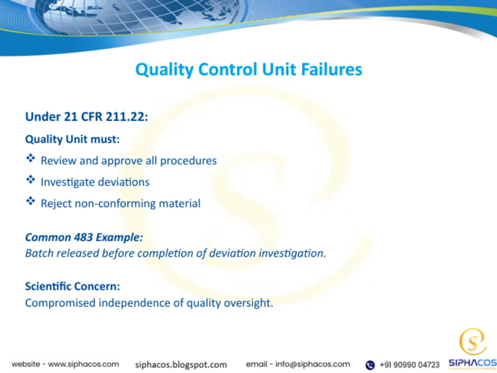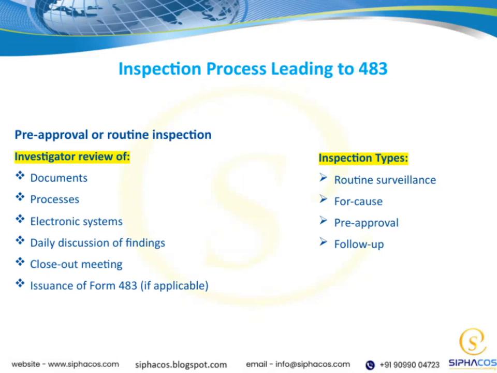regulatory compliance. Let's take a look at the different types of inspections we might encounter. First, there's routine surveillance, which is basically a regular check to ensure ongoing compliance. Then, we have for-cause inspections, which happen when there's a specific reason or suspicion that needs to be investigated. Pre-approval inspections are conducted before a product is authorized for market, ensuring everything is in order. And finally, follow-up inspections are used to verify that previous issues have been addressed and corrected.